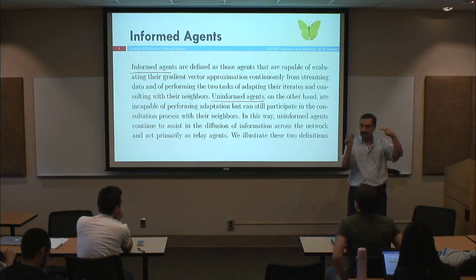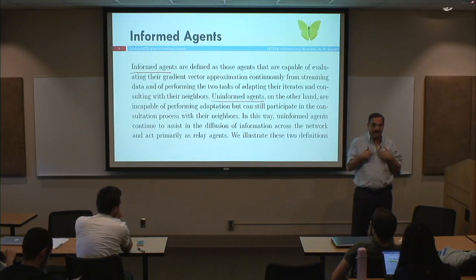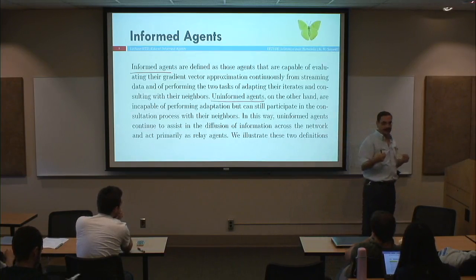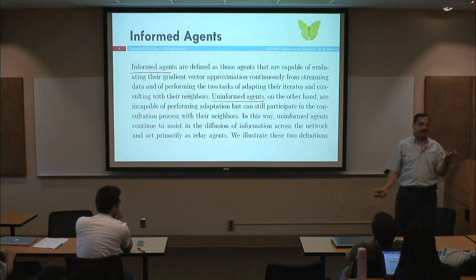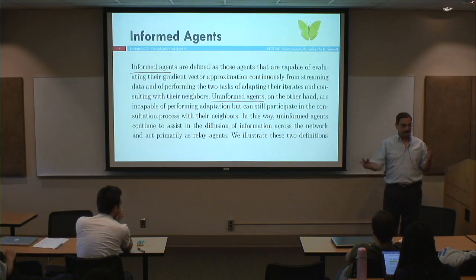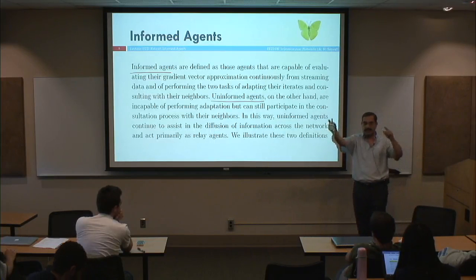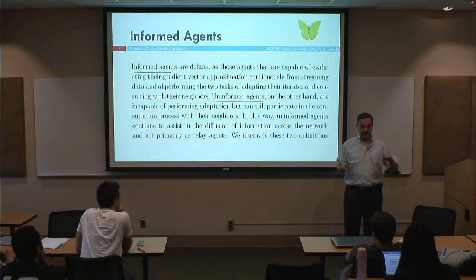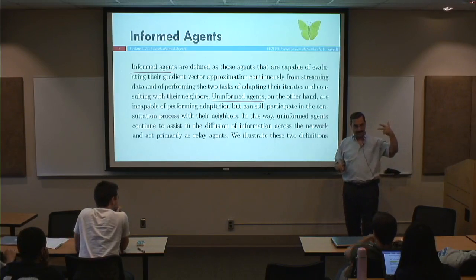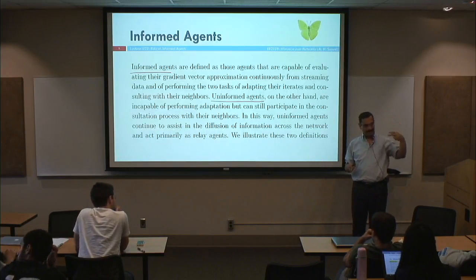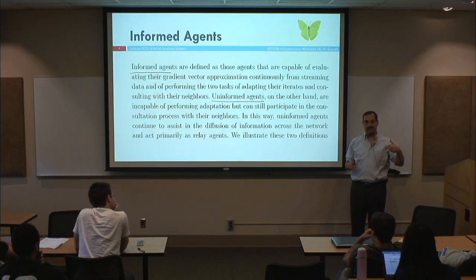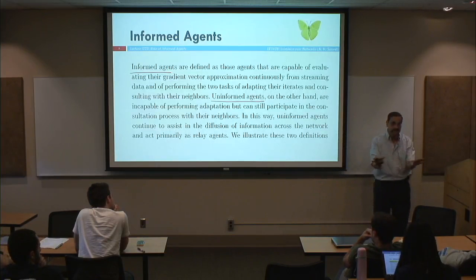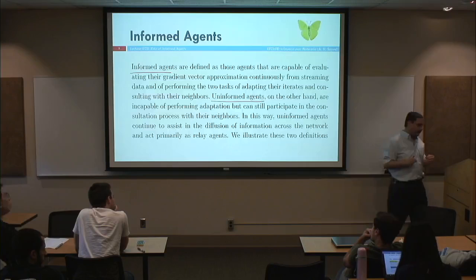To do the adaptation, you need gradient information. You need to be able to compute an approximation for the gradient vector. You need to have d and u, for example, in the mean square error network. If you don't have that, you don't have a gradient, and you cannot perform the adaptation step. But you can still talk to your neighbors. You can still do the consultation, the combination step. So informed agents can do both steps because they receive information and they can talk to neighbors. Uninformed agents do not receive information. They can only do consultation, so they help in spreading the information, but not in modifying it directly.